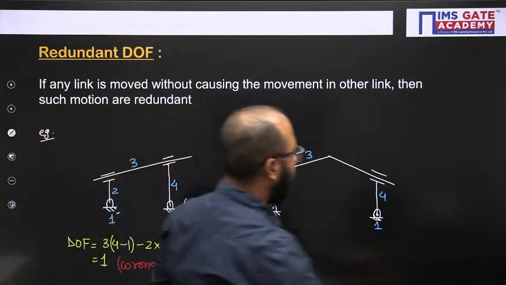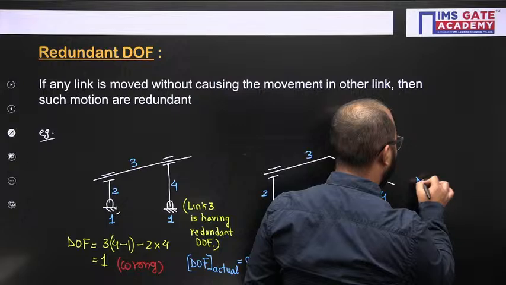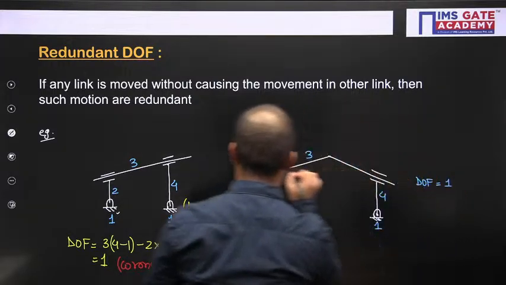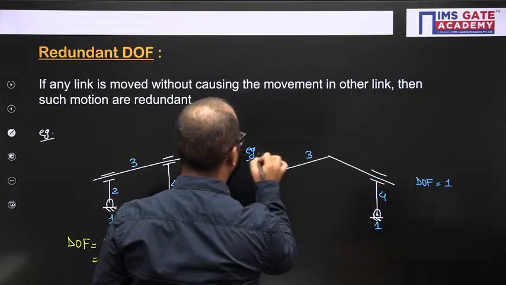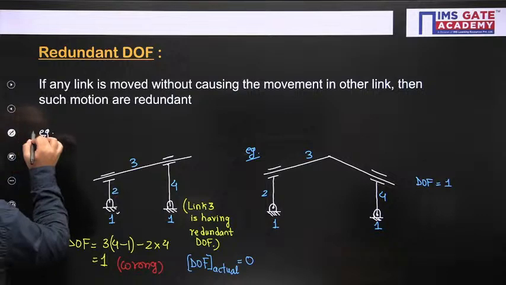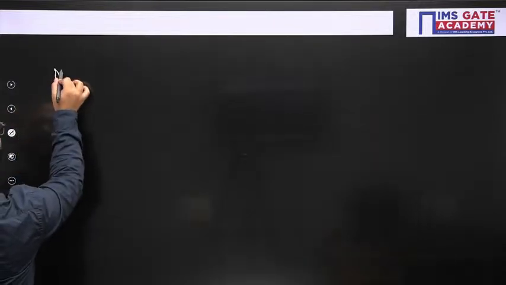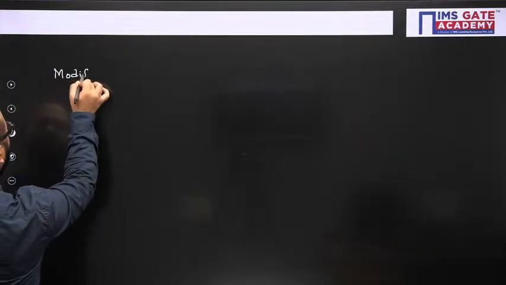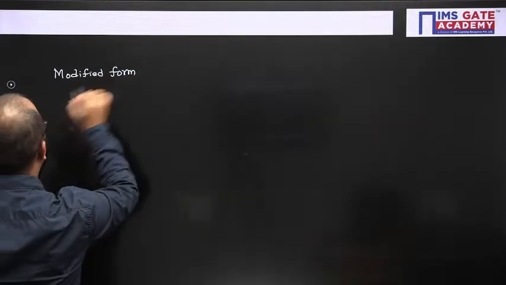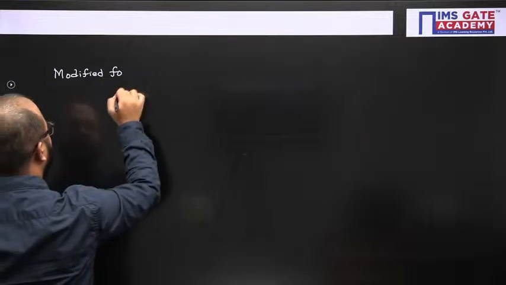In this case, degree of freedom answer will be 1 only, because in this case there is no redundant degree of freedom for link number 3. So in general, the modified formula, okay, what is the modified formula we have?